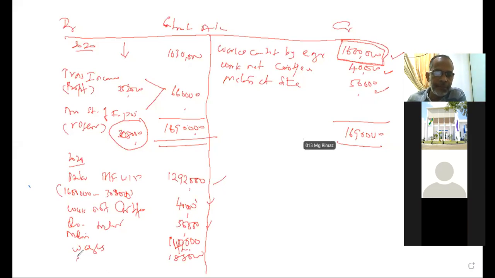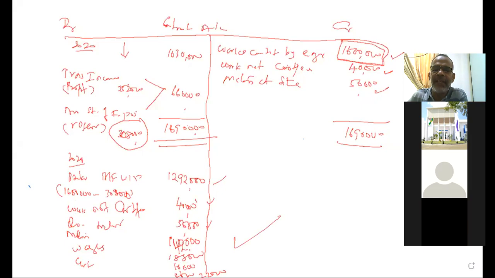Next one. Cartage expenses 10,000. Sundry expenses 8,000. Fuel 22,000. That's all, no? Right. Can you find out the answer, please?